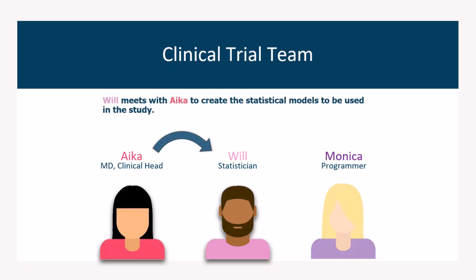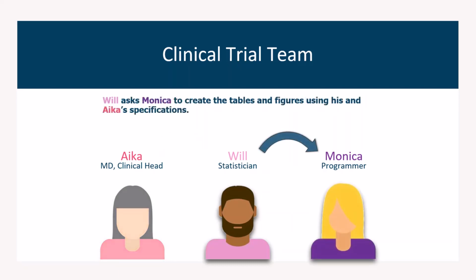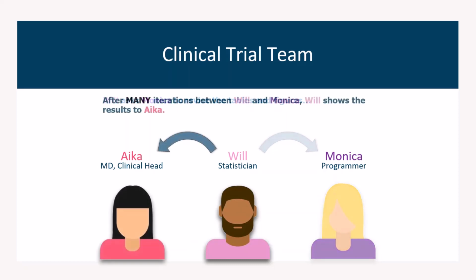So generally how this works is Ika is going to meet with Will and create the statistical models to be used in the study. Will is going to ask Monica, the programmer, to create the tables and figures using these specs. Monica is going to deliver on those requests, and then Will is going to say, hey, you know what, I actually need a few more based off of the initial results that Monica provided. So Monica will provide those new tables and figures and send them back to Will. And then Will's going to ask for a few revisions on those tables and figures. You can see that this can go around and around for a while, but eventually Will is going to talk with Ika again, showing her the outputs that they prepared.